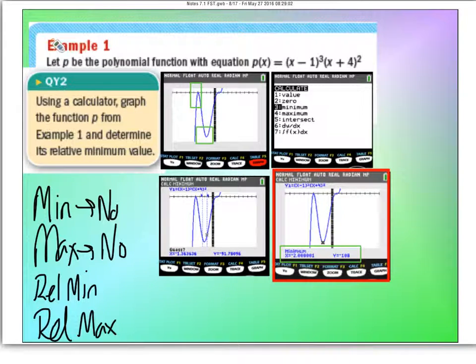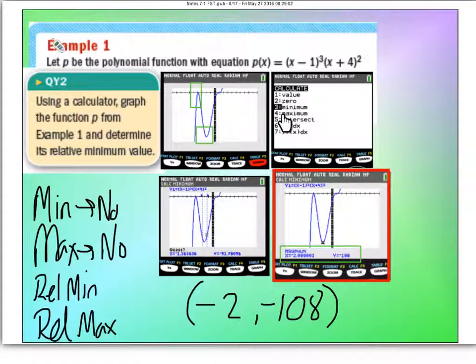So the ordered pair here happens at -2, -108. Now, if they did want you to find the relative max, you're going to isolate this point. You're going to do second calc or trace, and you do want to just select maximum and go ahead and do the same steps.